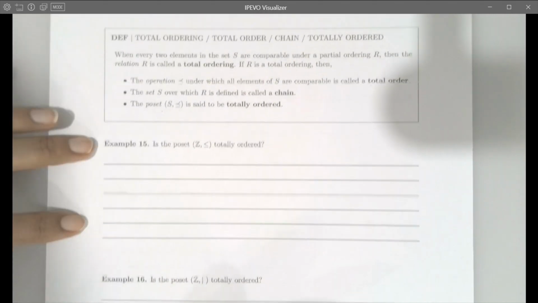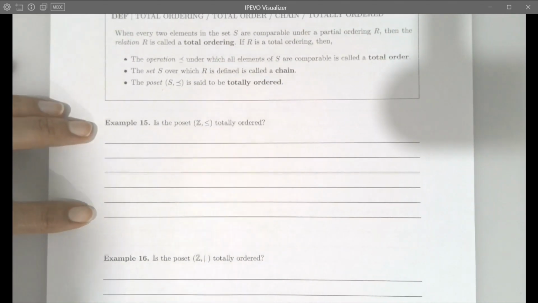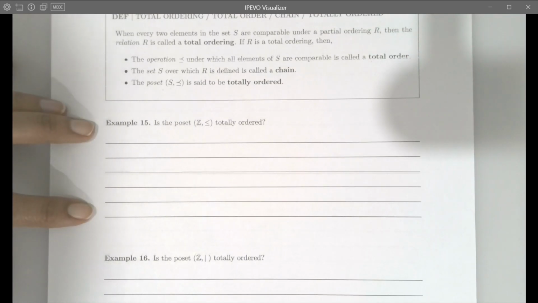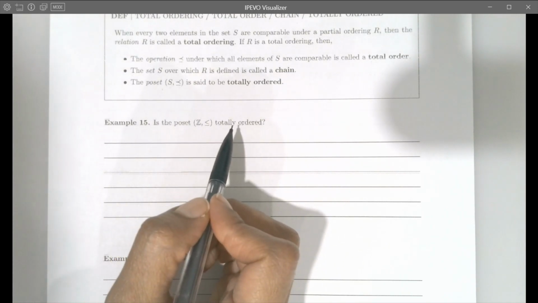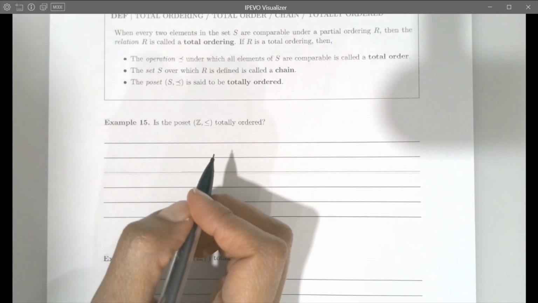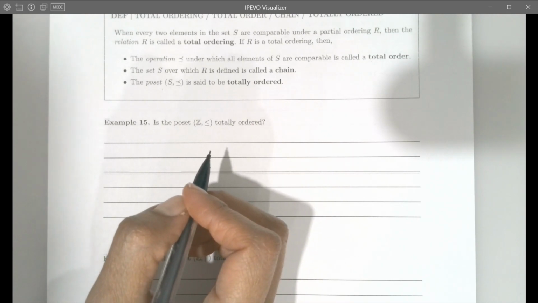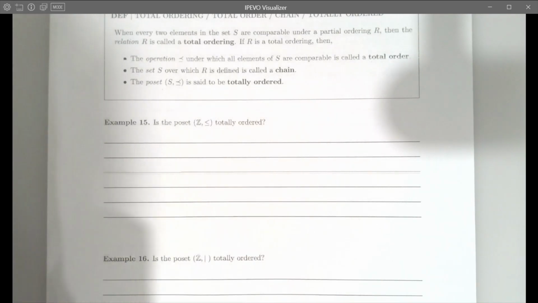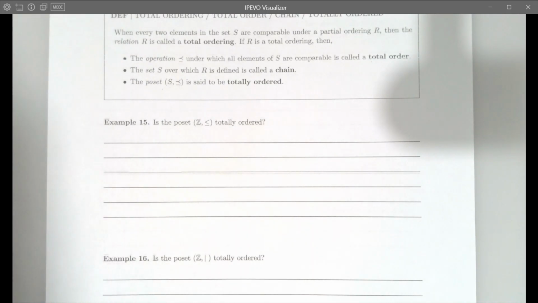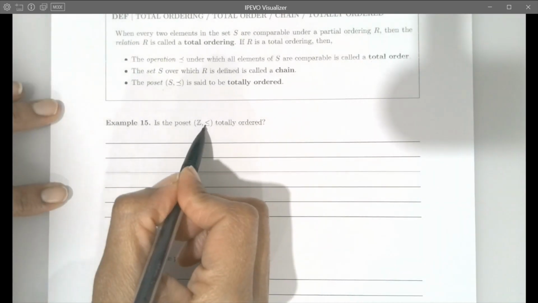So let's take a look at example 15. They're asking us, is the poset with the set of integers under the operation of less than or equal totally ordered? The first thing we need to check, or rather the condition we have to check, is if for any two elements that we pick, they're going to be comparable under this partial ordering.